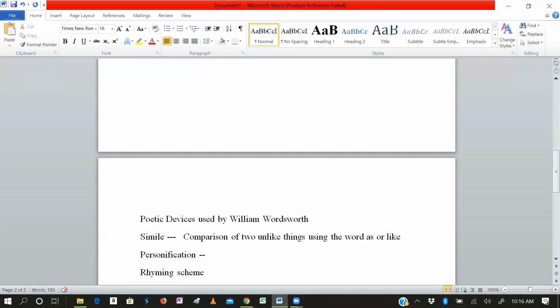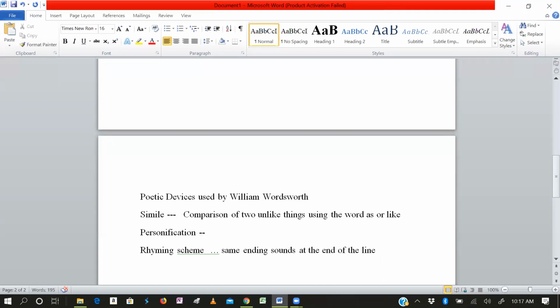For example, I will say the chair's arms. Chairs with arms, which mostly are used for human beings. So human quality is given to non-living things. In this way, that is personification. And rhyming scheme is the same ending sound at the end of the line. So the poet has used these different poetic devices and the rhyming scheme, like the same ending sound at the end of the line.